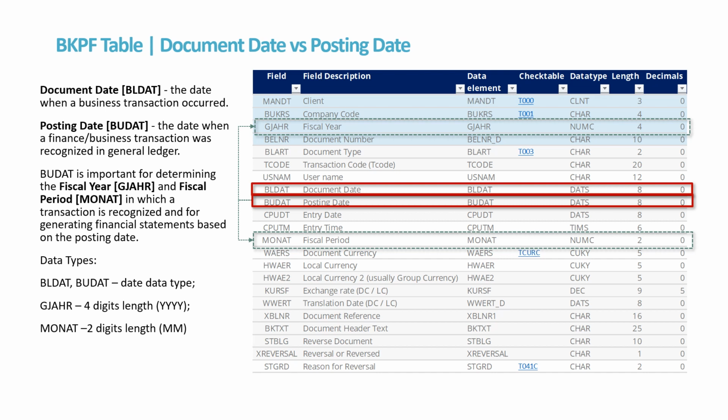Document date represents the date when the financial document or business transaction happened. It helps to track and record the chronological order of financial transactions. Posting date refers to the date when a financial transaction was posted or recorded in the system. It's important for determining the fiscal period in which the transaction was recorded and for generating financial statements based on the posting date. Both document and posting date fields are stored as a date data type in SAP.